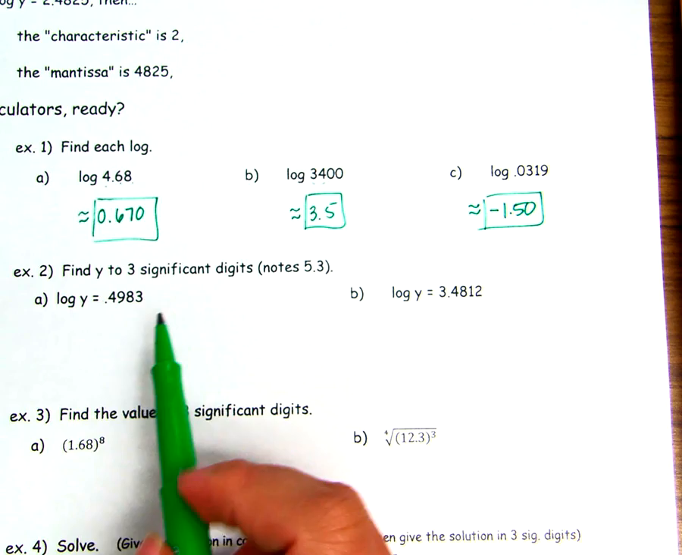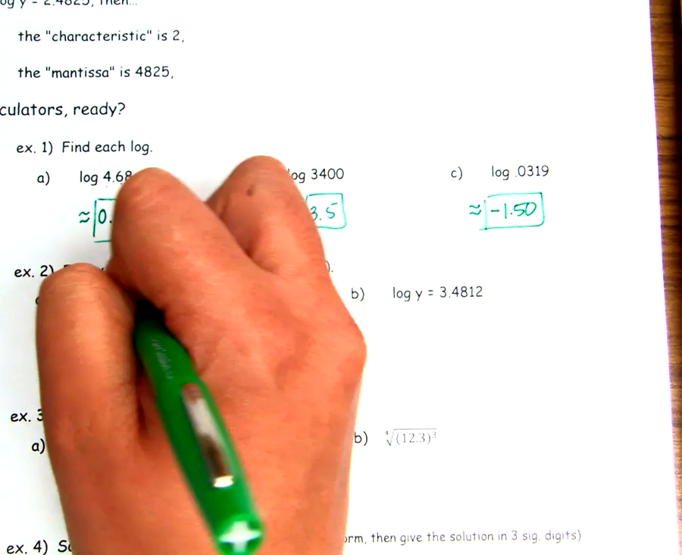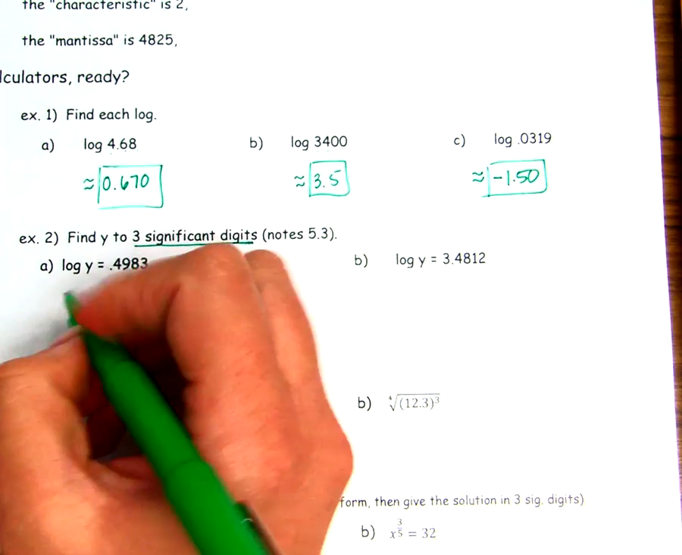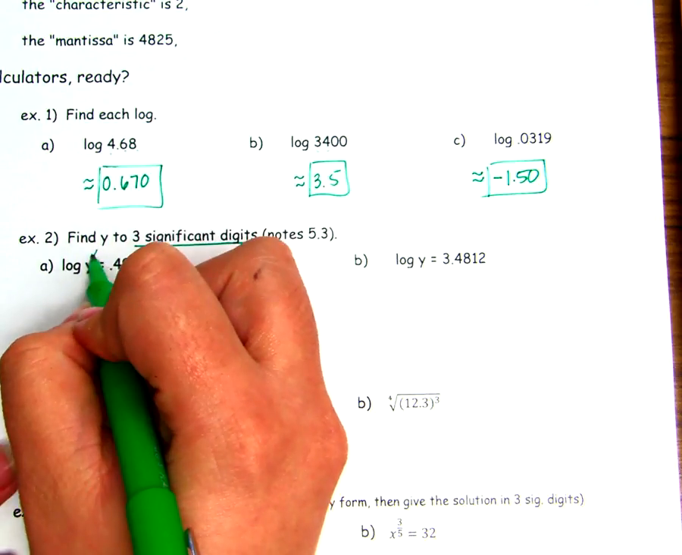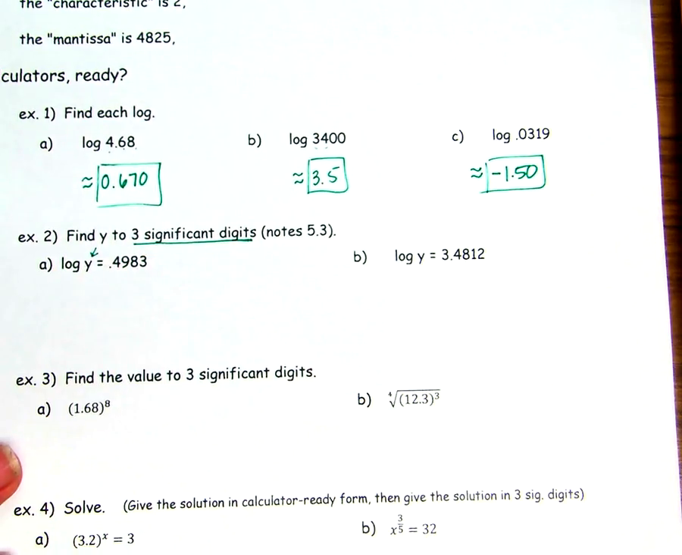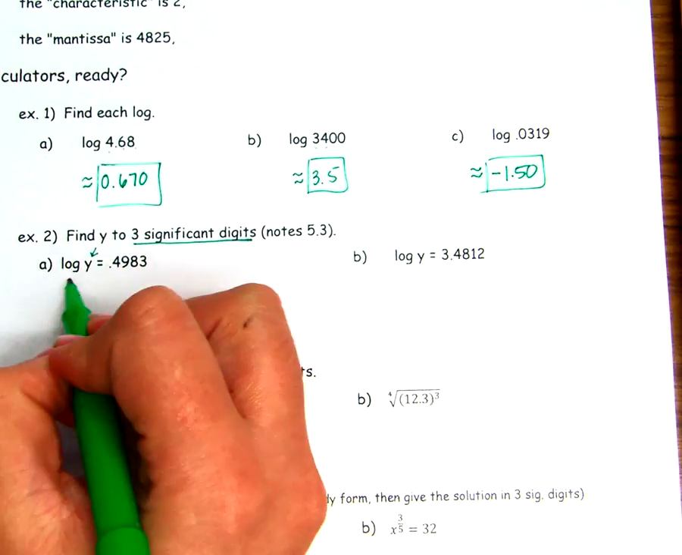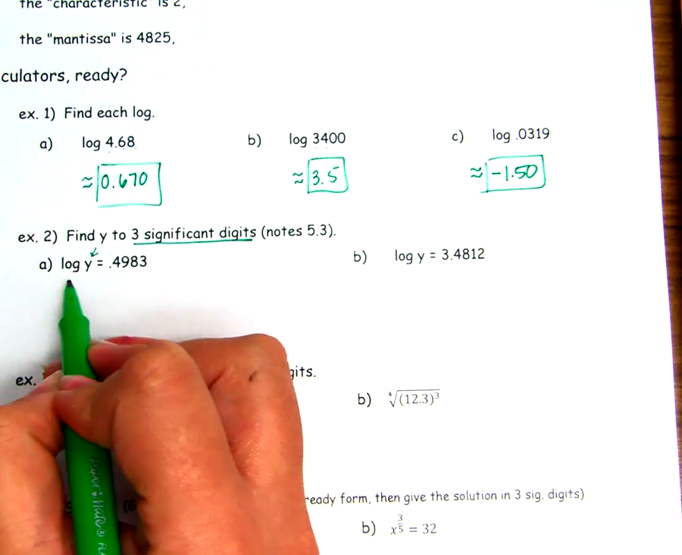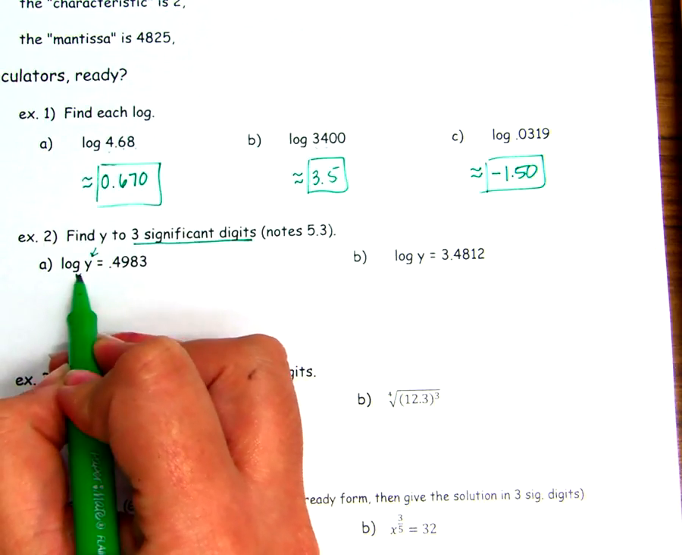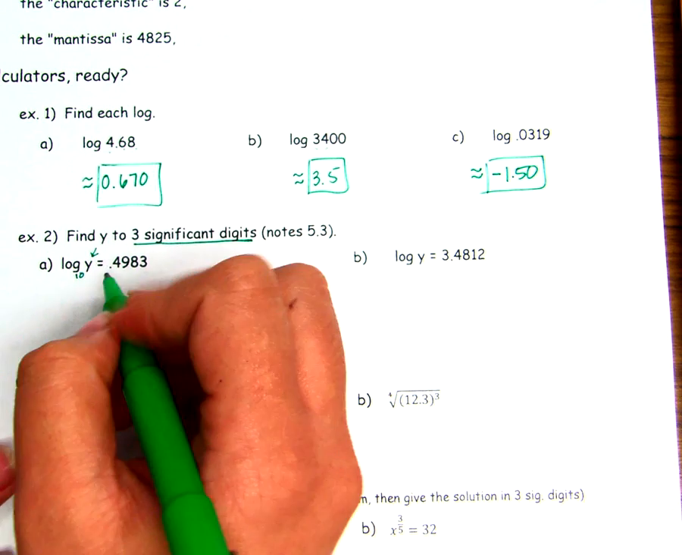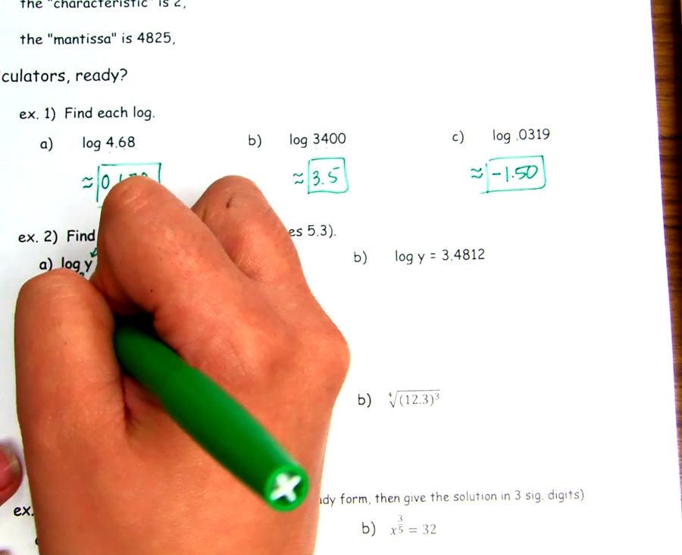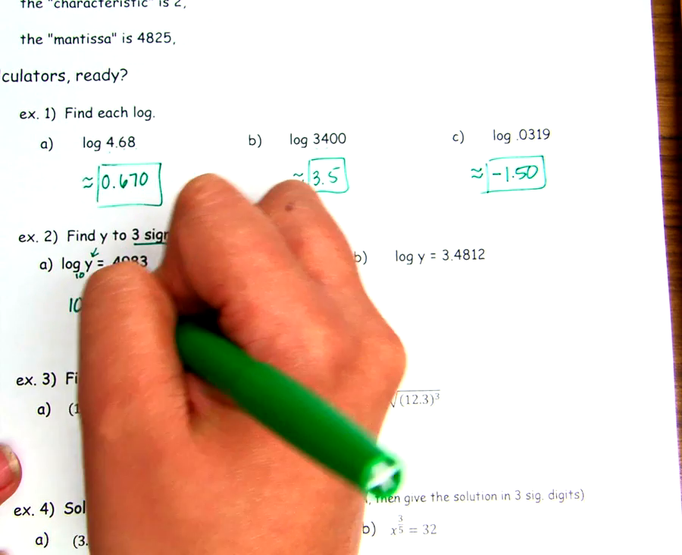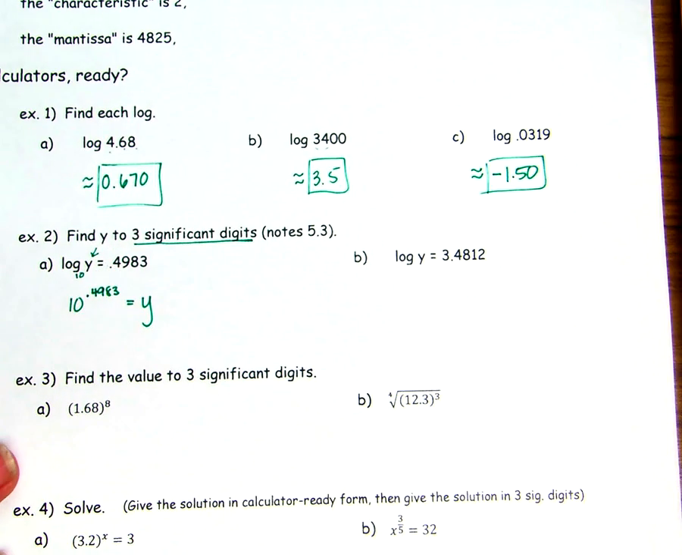Next, it says find y to 3 significant digits. So now it's telling us what we want. You have to remember that whenever we have a log, if I want to find y, I don't know what that is. So log form is not helping me. So I'm going to turn this into its equivalent exponential form. In this case, the log has a base of 10, so in exponential form this would be 10 to the power of 0.4983, and that's going to give me what y is.